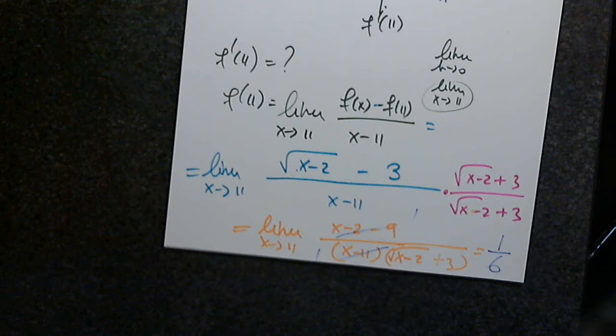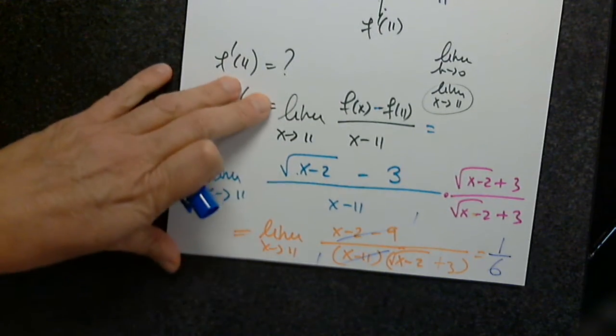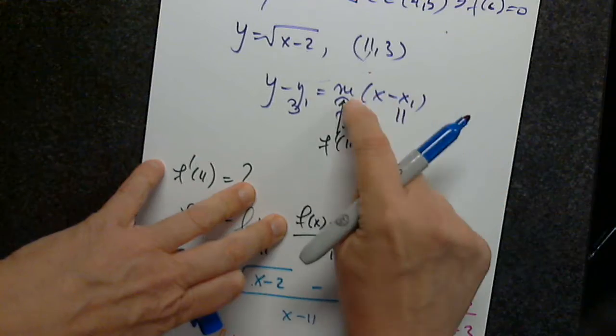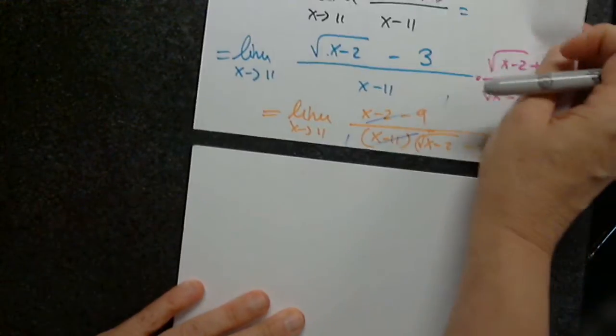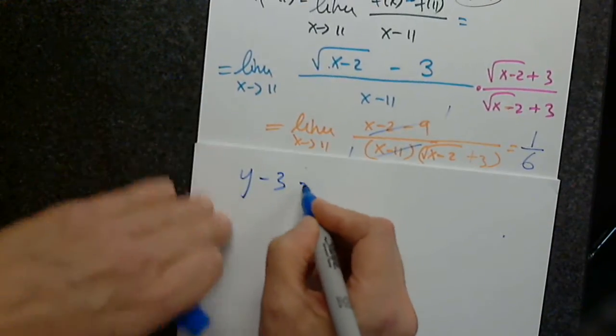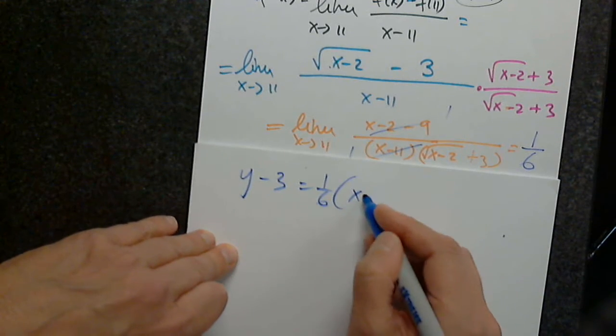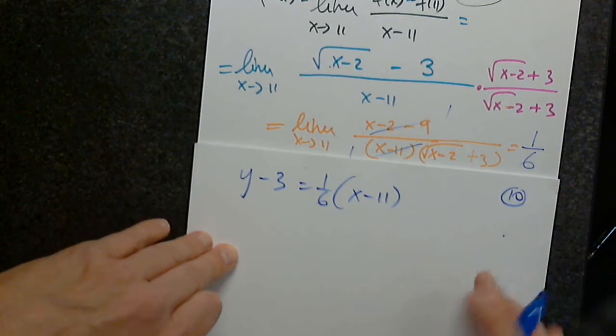Which one? Number 8. We just did number 8. Yes, this was number 8. So we determined 1 over 6. Yes, we didn't finish. Right, thank you. So now this is 1 over 6. So then we have y minus 3 equals 1/6 times x minus 11. Thank you, Ella.